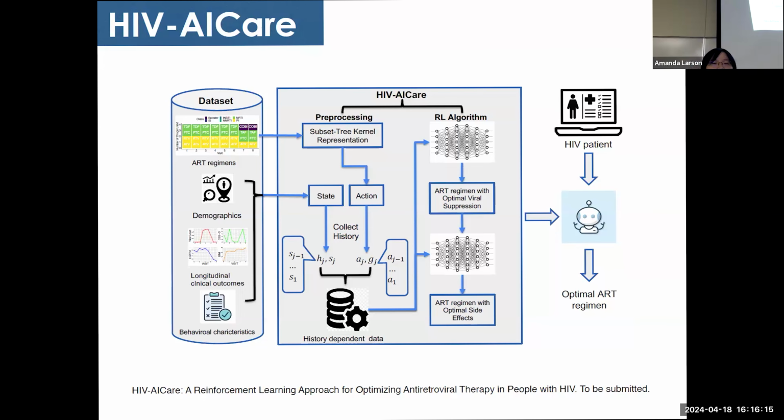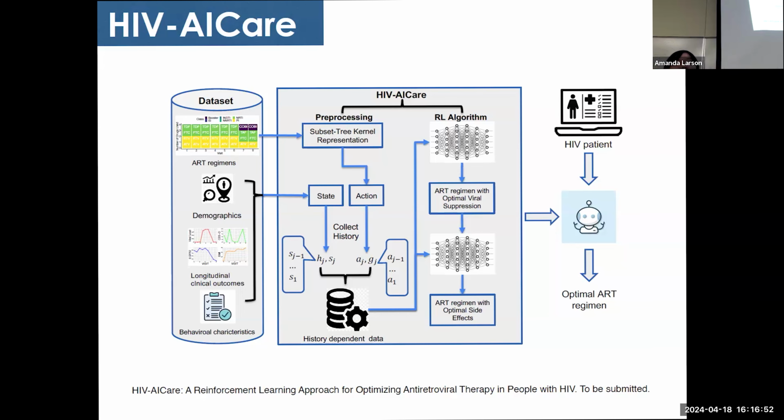So we said, maybe we can use a model-free method. In general, for reinforcement learning algorithms, model-free is much faster compared to model-based methods. So we developed this method based on the model-free approach. Again, we have a bunch of data sets: the treatment history, demographics, longitudinal outcomes, and behavior characteristics. The complexity here is manifold. For example, how to represent the drug regimen. We have already solved that problem using the substrate kernel, so it's good.